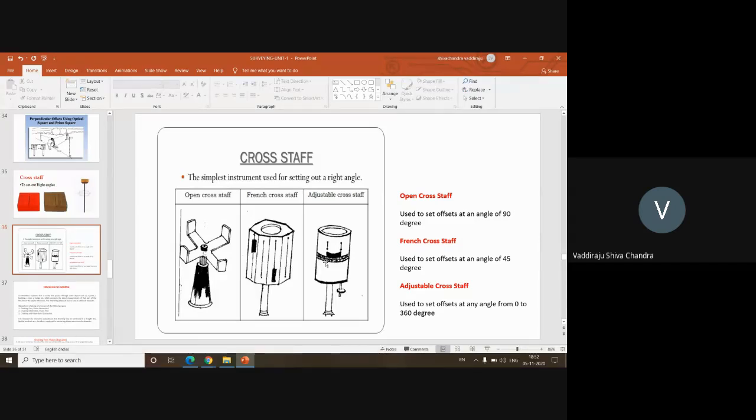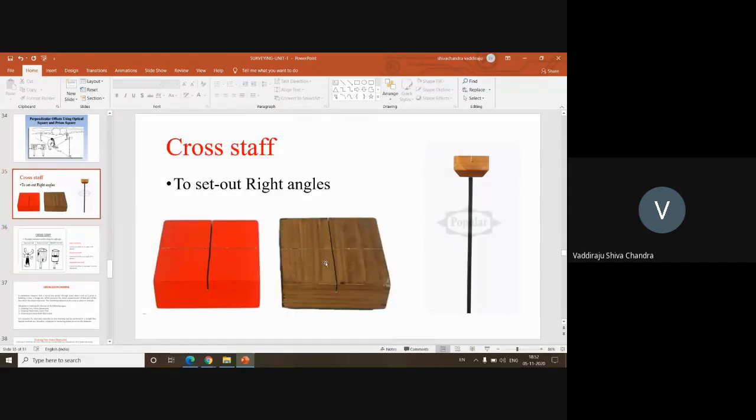Another advanced instrument exists other than this cross staff, because the possibility of making an error in using this cross staff is very high. When you are seeing through the slit, you will close one of your eyes and try to see with the other eye, so there is a possibility of parallax coming into the picture. And there is a possibility that you are not holding the cross staff rod perpendicularly. There may be some inclination.